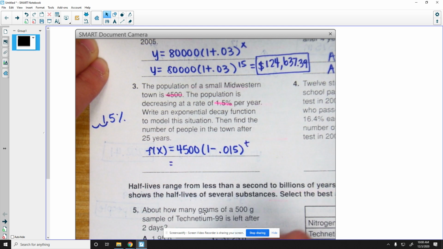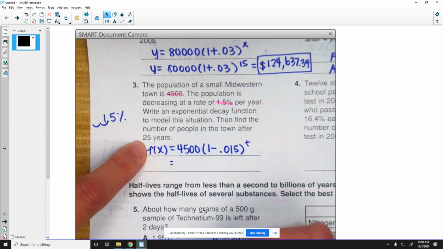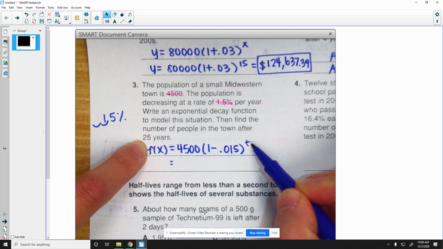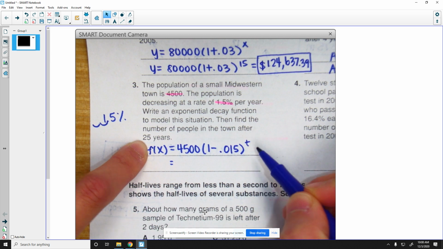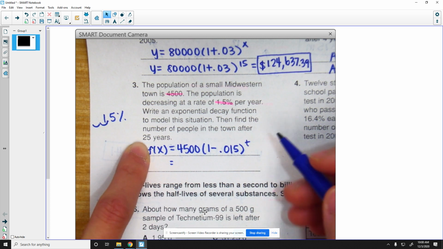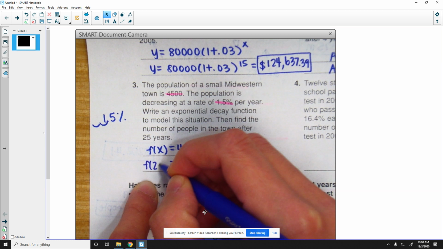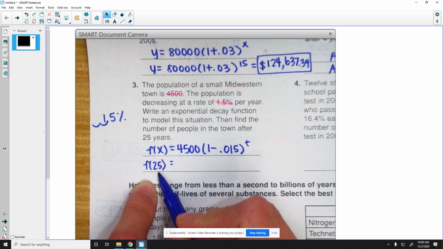Okay. So now Reed, after 25 years, what do I do to solve that? You plug in 25 into the T and solve it. Exactly. Plug in 25 for the T and then solve it. Reed, did you do that yet? Okay, so let us know. I'm just going to write F of 25 because that's like me plugging in 25 for X.